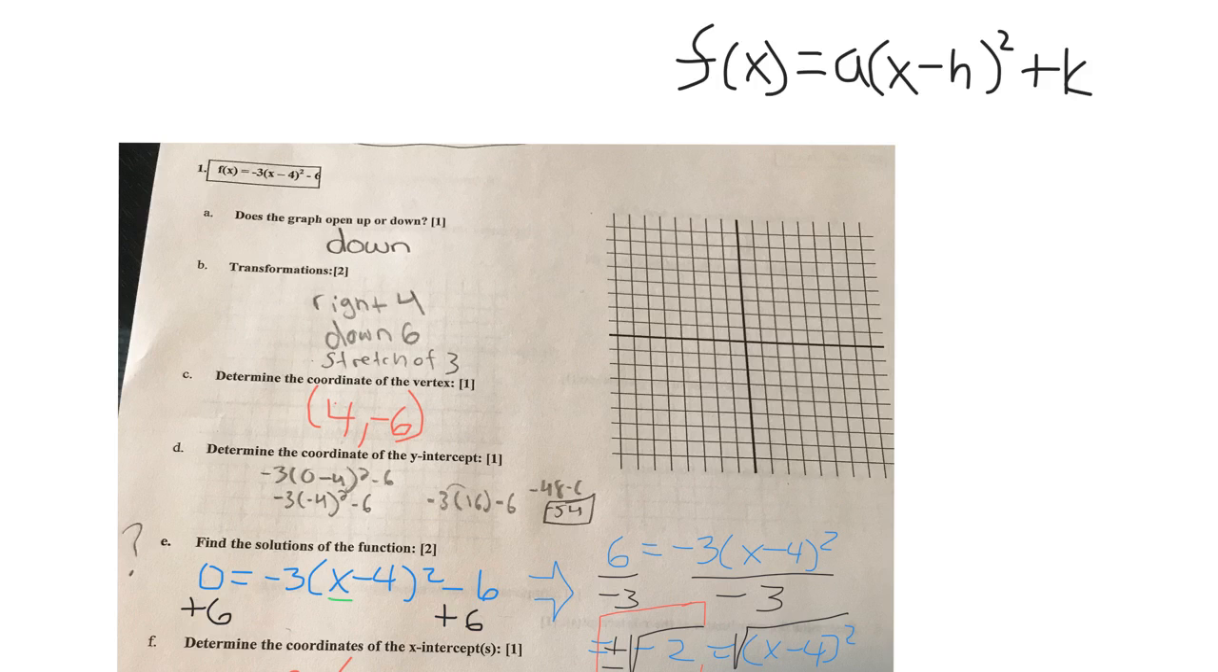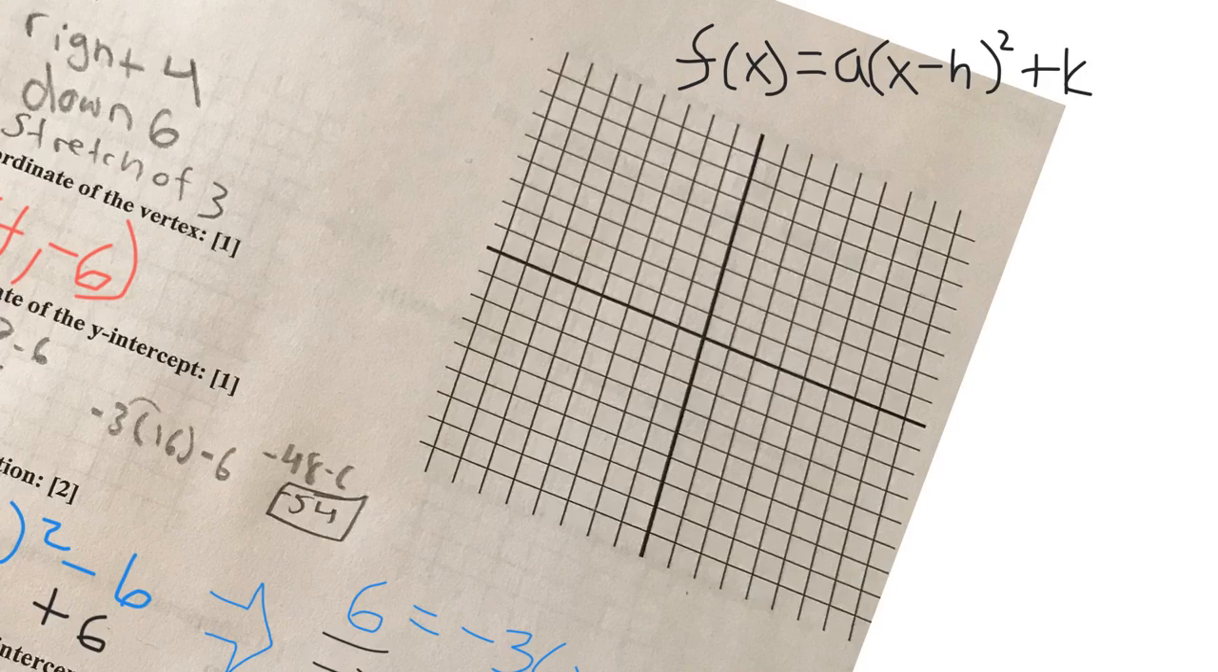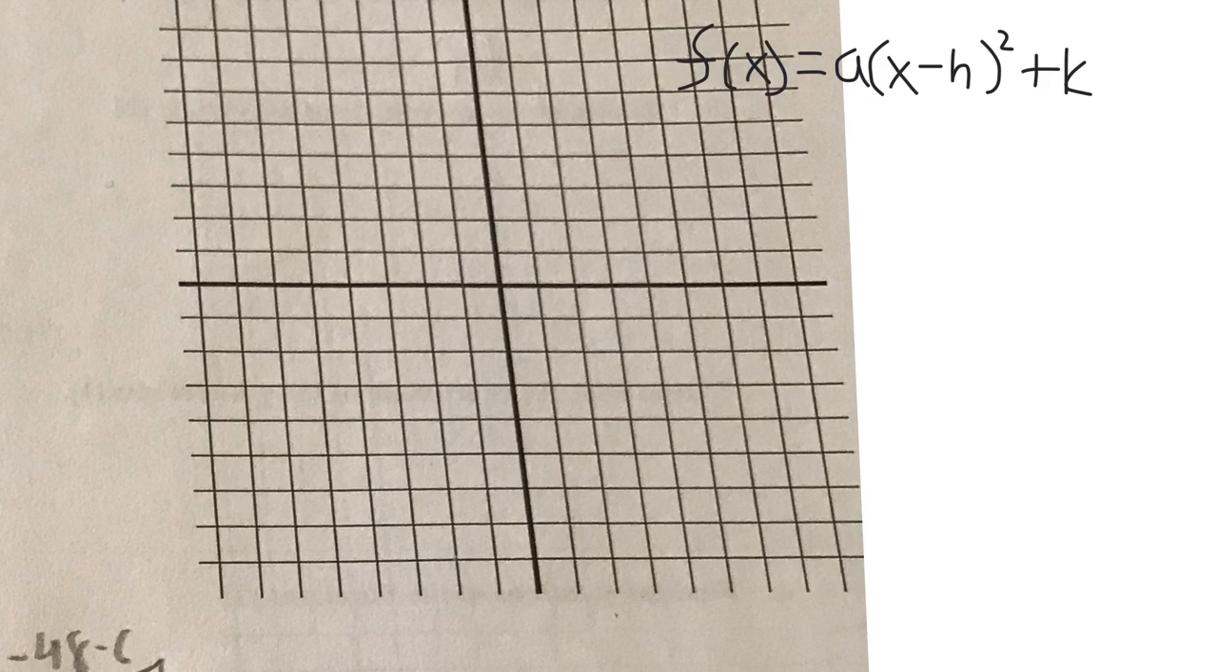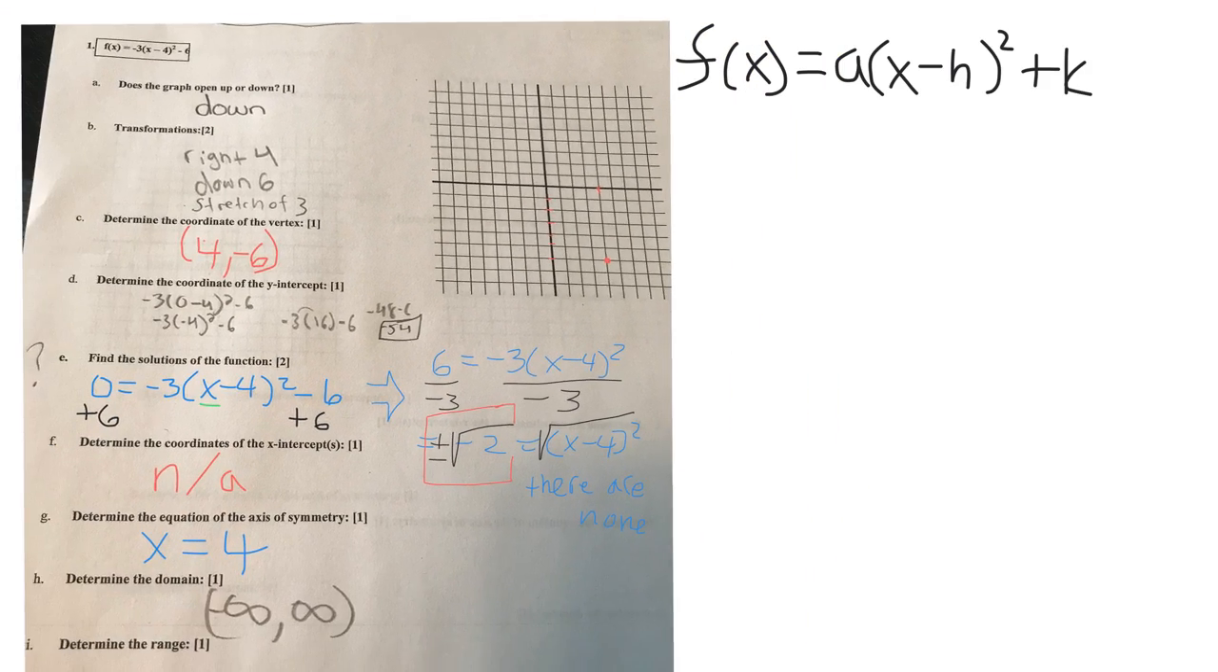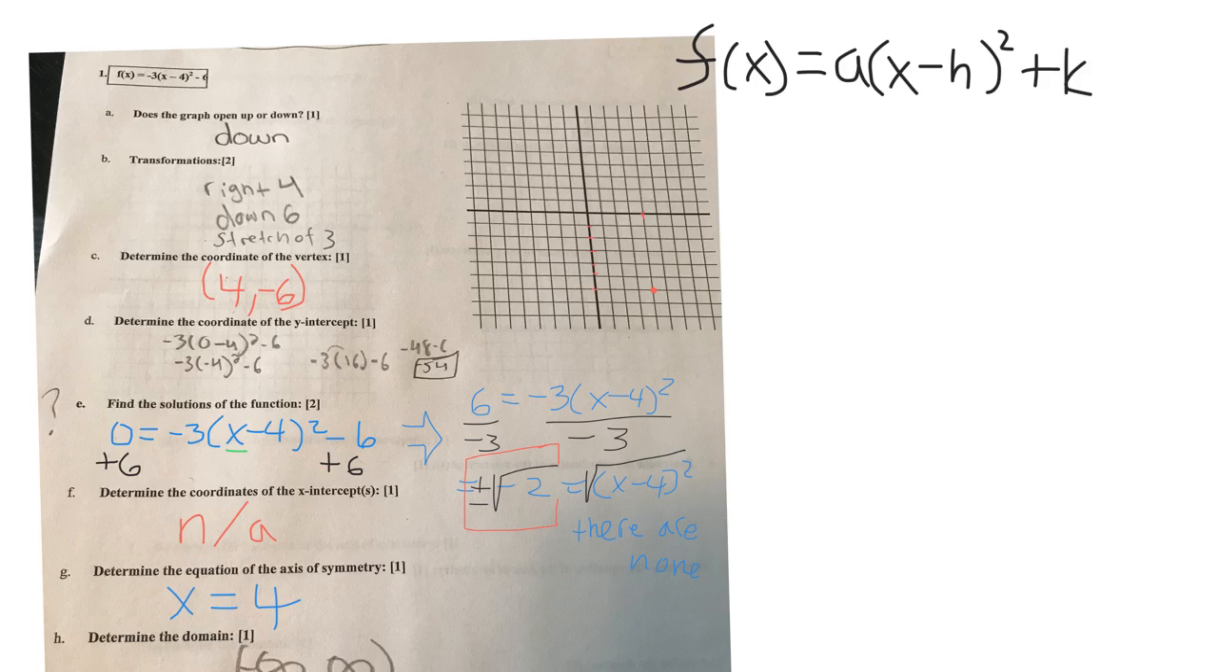Obviously, we have the vertex at 4, -6. So that is going to be, let's take a look, over 4, and then down 6. 1, 2, 3, 4, 5, 6. That's going to be right here. Okay. We also know that this parabola is going to be opening downward. And we also know that it has a stretch of 3.